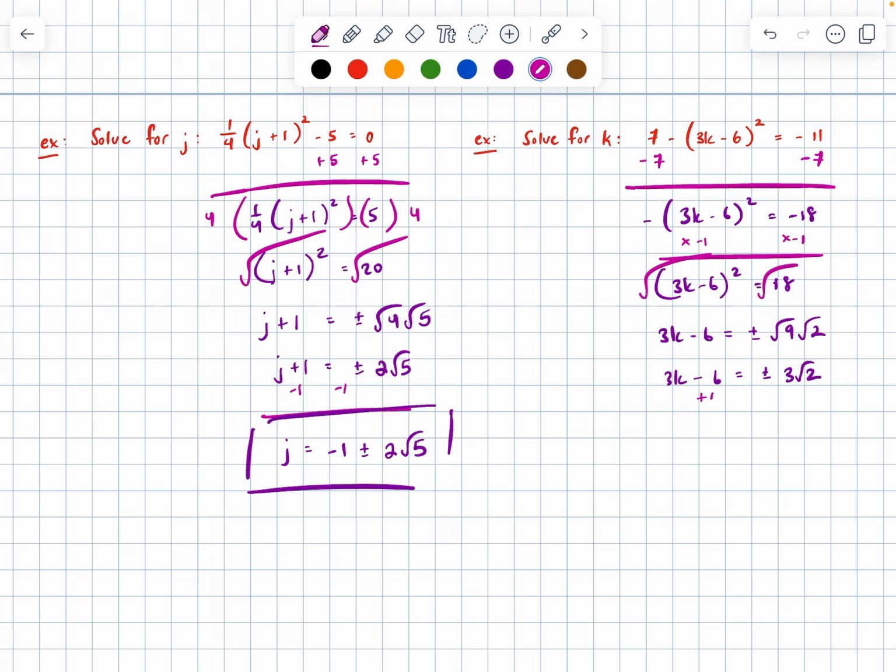From here, let me add 6 to both sides, following the inverse order of operations. So 3k is going to be equal to, again, the convention is to write the 6 first and then the square root stuff at the back. Now I just need to divide by 3. Let me divide everything by 3 here. 3k divided by 3 leaves me with k on the left. 6 divided by 3 is 2. And then 3 root 2 over 3, notice that I can cancel out that common factor of 3 in the numerator and the denominator. That leaves me with a final answer of k equals 2 plus or minus the square root of 2.